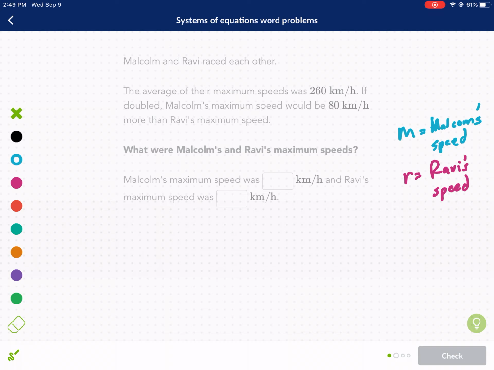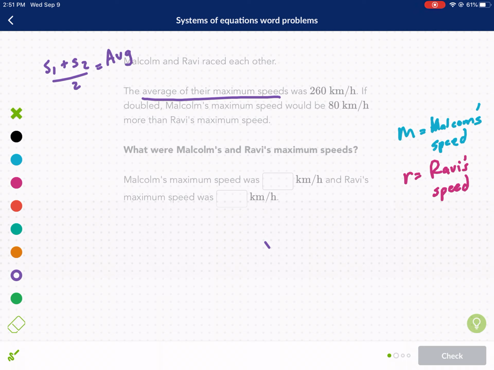So the average of their maximum speeds was 200 kilometers an hour. Now, we need to understand what average means here. The average of their maximum speeds, average is when you add the two speeds together, so speed 1 plus speed 2, and you divide it by 2. That's equal to the average. You can do that with age, you can do that with anything, okay? So average is when you add the two together and divide by 2.